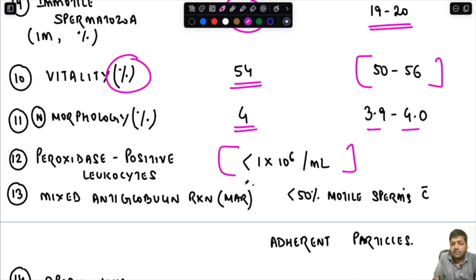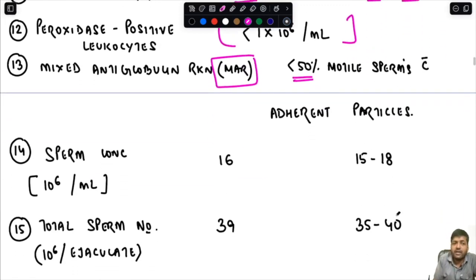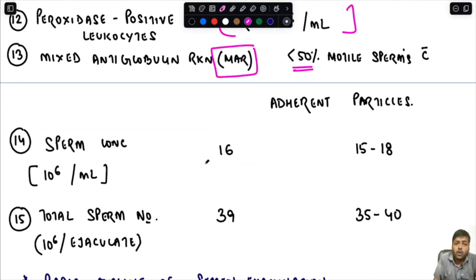If you are suspecting immunological factors, we carry out the mixed antiglobulin reaction, which is basically an immunological assay. Less than 50% of motile sperms should have the adherent particle in normal conditions. Sperm concentration is around 16 million per ml, and the range is 15 to 18. This is a lower reference, at least 16 is there.